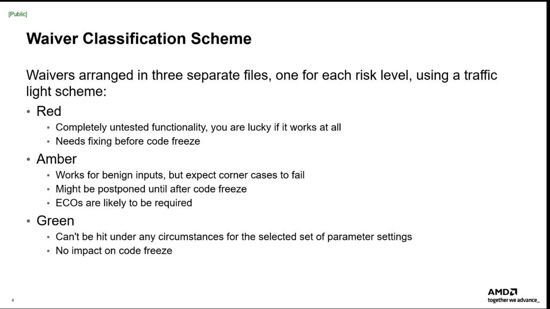And then we still have some green waivers. Those waivers obviously don't have an impact on the code freeze. And basically, it only means there is some reason why your UNR hasn't hit that. Could be a tool bug, could be really complicated things where UNR is currently struggling.